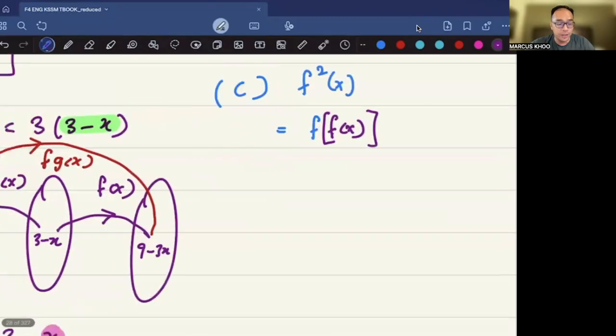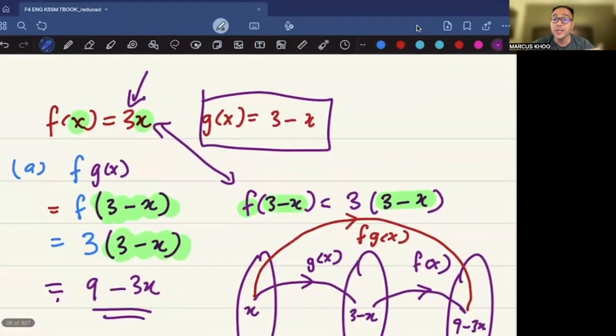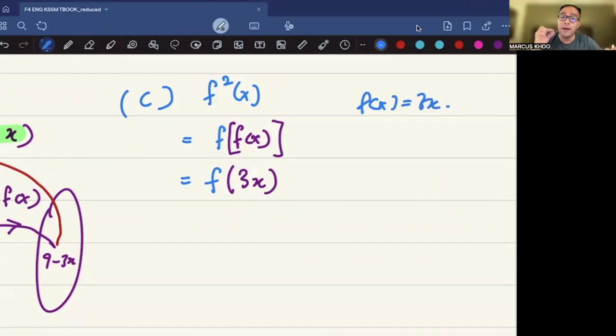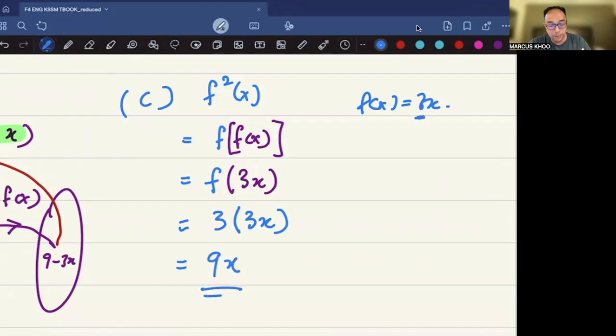So what's our original Fx? Our original Fx is 3x. So I'm going to write this as F, then change to purple, 3x. Let me write it again now. So Fx equals 3x. Now I have F3x. My object has become 3x already. So my image will be, keep the original 3, but now my object is 3x. So this will give me 9x.